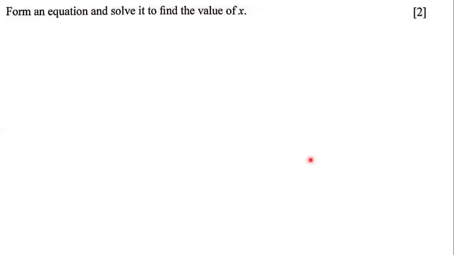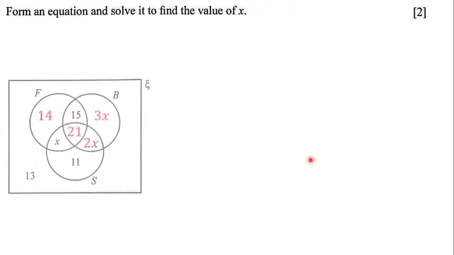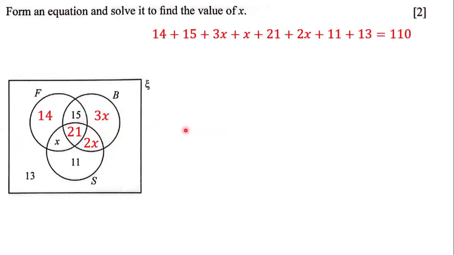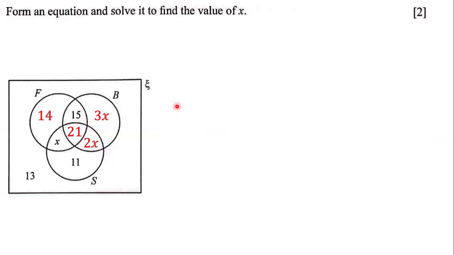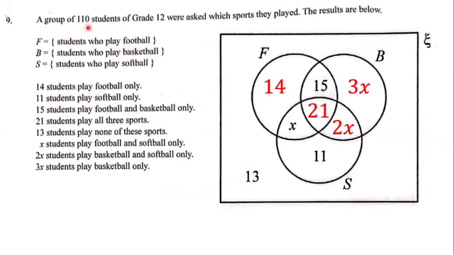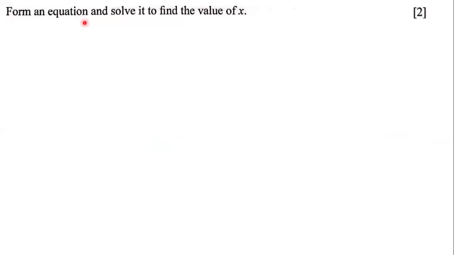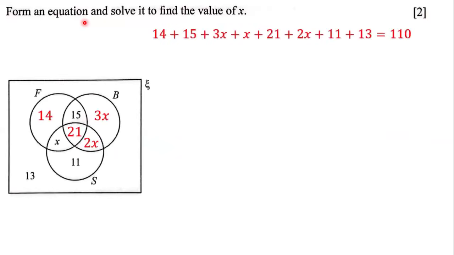And so what else do they want us to do? They want us to form an equation and solve it to find the value of X. Notice that we have our Venn diagram, and we're going to form this equation. What does the equation say? First of all, let's go back and determine how many students are inside this group. It's a group of 110 students, so please bear that in mind. It's a group of 110 students all together. That's why we're going to set this equal to 110.